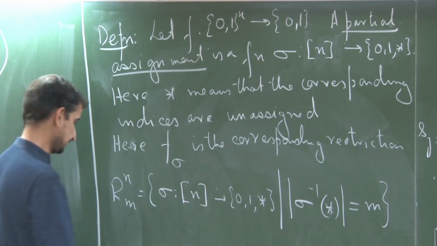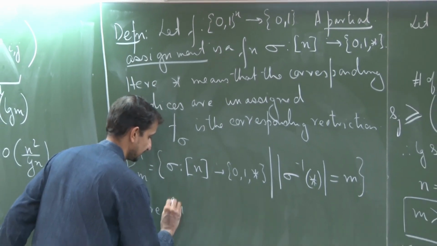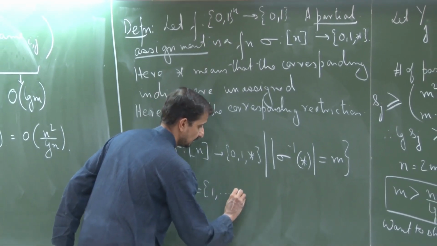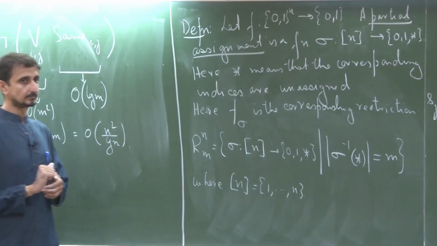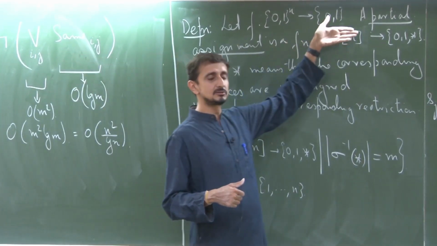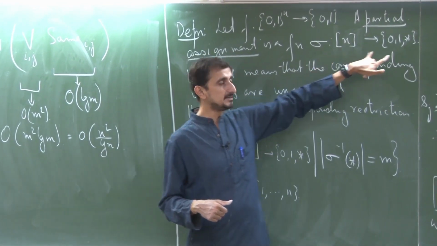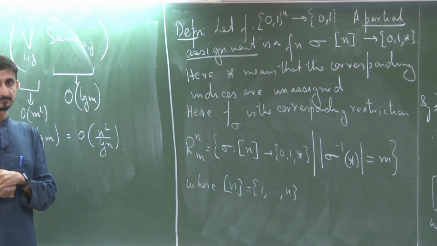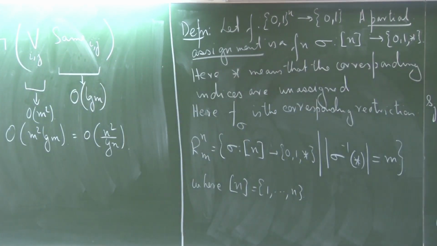This is the standard notation. So this n in box bracket means the set 1 to n. This is a function which is mapping these indices to 0, 1, star, not all strings to 0, 1, star. Okay, so now is it clear?